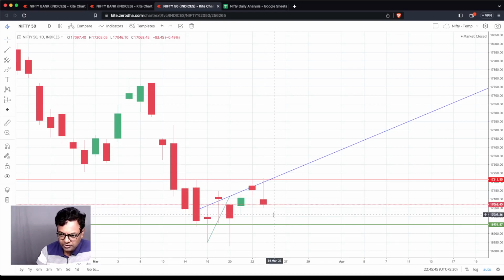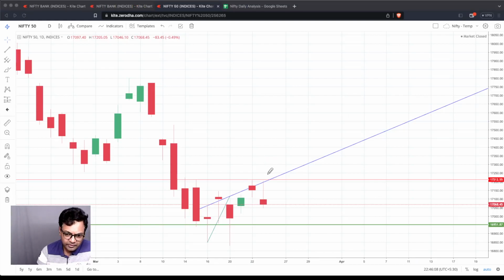But it was not actually able to close much below this green candle. Had it closed somewhere here, something like below the 17,050 level, it would have been a very good bearish or reversal indicator. But the close is slightly into the body of this green candle. So what we have to assume is that the trend is down, but it is not strong yet.